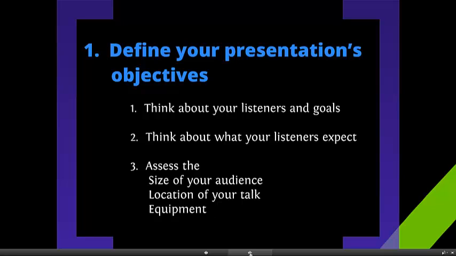Think about the location of your talk. Are you going to be in an auditorium? Are you going to have a podium? Are you going to be sitting at a desk or at a table? And what kind of equipment are you going to need? Are you going to need a projector? Are you going to need a computer? All of these things are things you want to think about as you're preparing your presentation, and think about what is going to be available to you when you actually make your presentation.